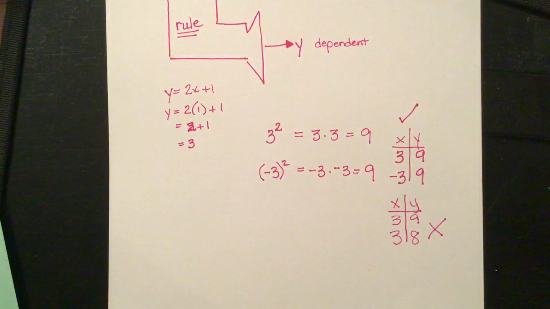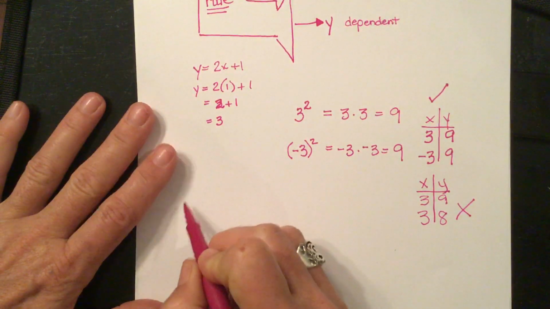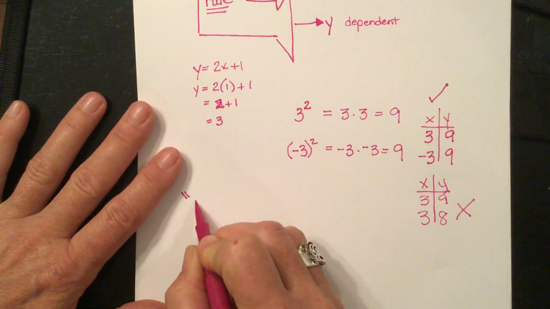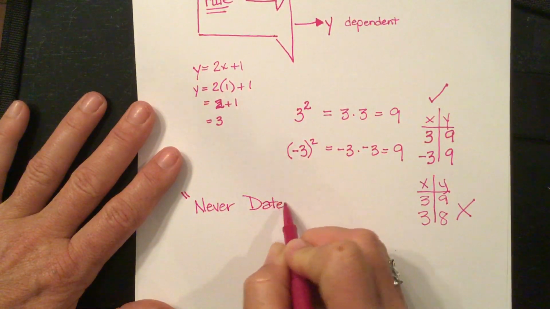All you have to do this year is recognize if it is a function or if it is not. And we're only going to spend 2 days on this. Okay? So Ms. Kolsky has a way to remember this. You never date your x twice.